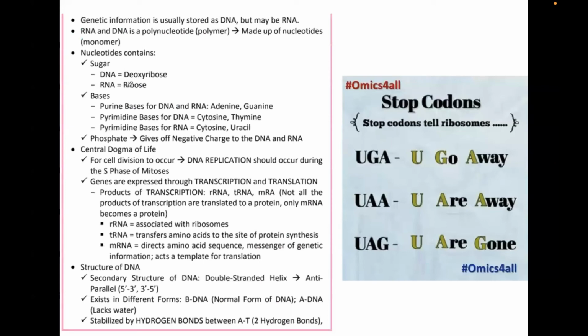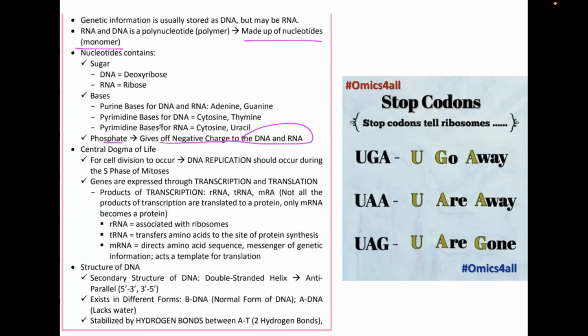So the genetic information is usually stored as DNA, but it can be stored as RNA as well. RNA and DNA are polynucleotides, or polymers, made up of nucleotides, or your monomers. The nucleotides contain sugar, bases, and the phosphate. Okay, this is just a review. The phosphate group gives off the negative charge to the DNA and RNA. It is not only DNA that has a negative charge, RNA does as well because of their phosphate group.